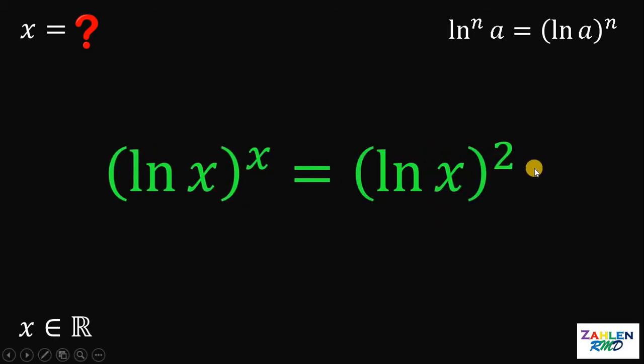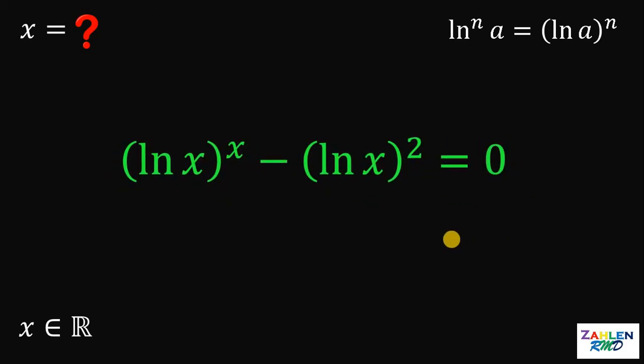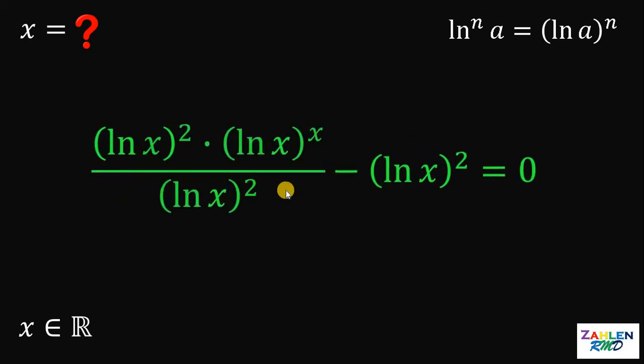Now, what we're going to do here is to equate this to 0. So let's subtract ln of x squared on both sides. Now, in this equation, I'd like to factor out ln of x quantity squared. But the problem is ln of x raised to x doesn't have a factor of ln of x quantity squared. So what we're going to do is to multiply this ln of x raised to x by ln of x squared over ln of x quantity squared. Take note that ln of x squared over ln of x squared is just 1.